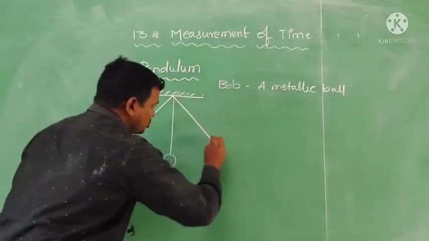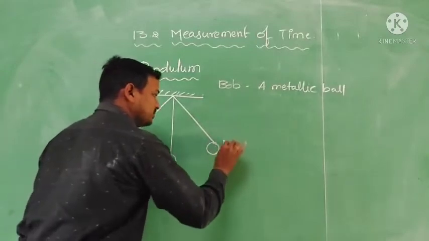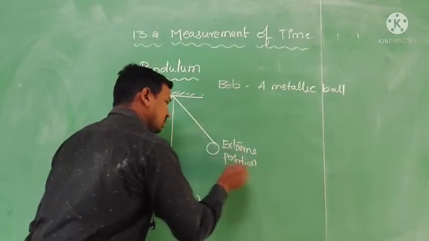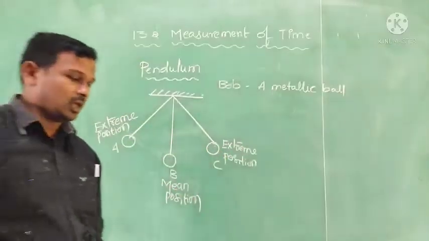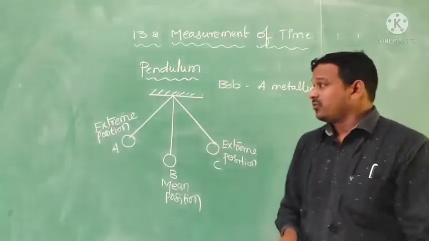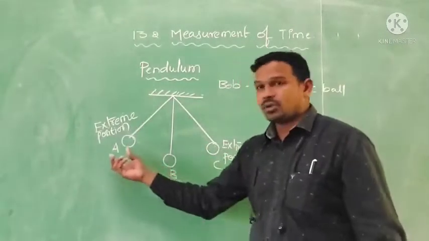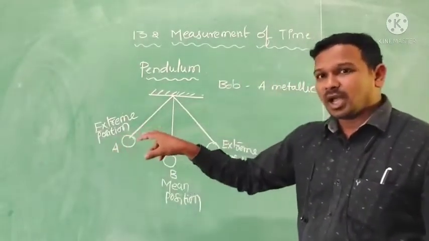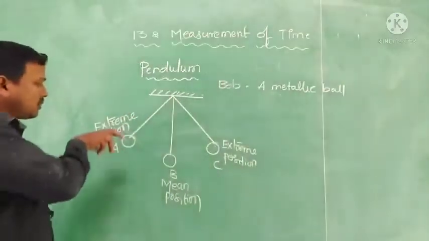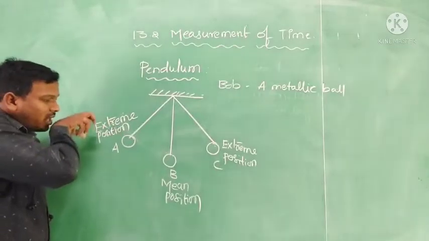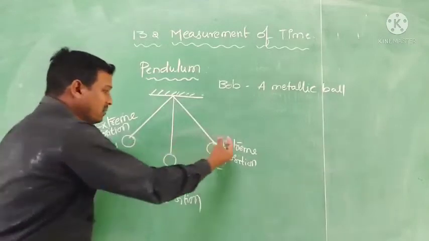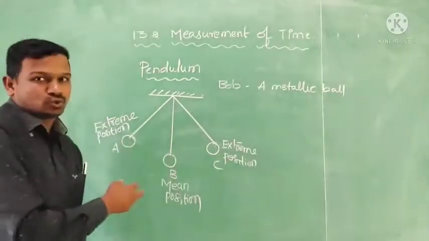Now this position we can call again an extreme position. If I begin with the letter C, how will the pendulum work? How is it going to tell the time? When you take this bob aside and leave the pendulum without applying any force on the bob, what will happen? This pendulum will go from point A through B, reach point C, and then come back to point A through B only.